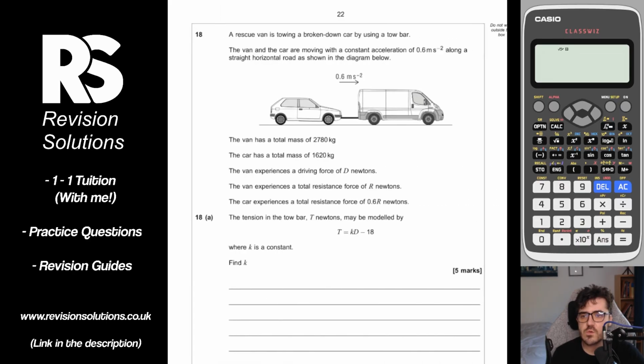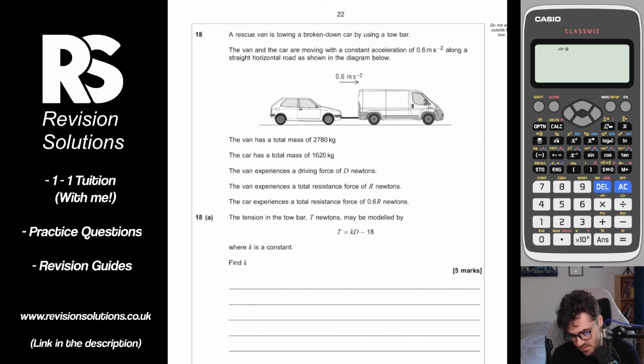Moving on now to the last question. Question 18 says, a rescue van is towing a broken down car by using a tow bar. The van and the car are moving with a constant acceleration of 0.6 meters per second squared along a straight horizontal road as shown in the diagram below. And then we have a bunch of information about the forces on the car and the van.